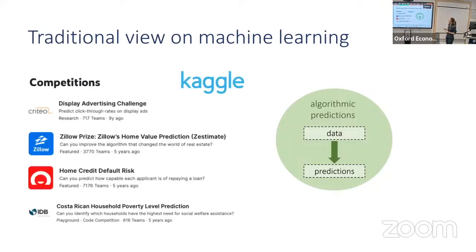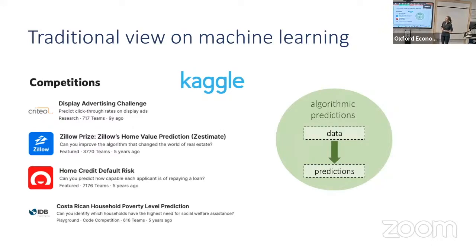Here are a couple of competitions that are used by the community to benchmark machine learning methods. There's the display advertising challenge from Criteo, where they have all the click logs: which websites people visited, what they clicked on over a certain time frame. They make this data public so people can benchmark their machine learning models on how well they can predict what users click on.